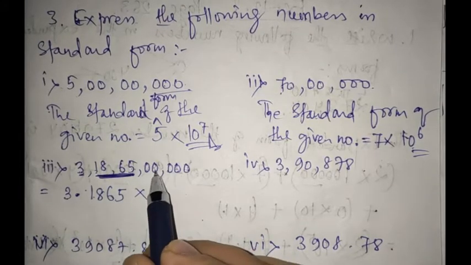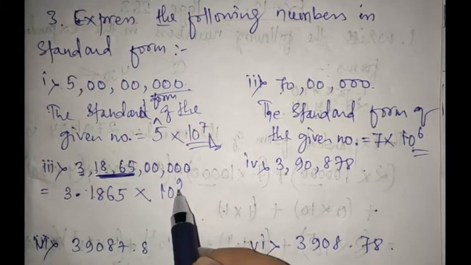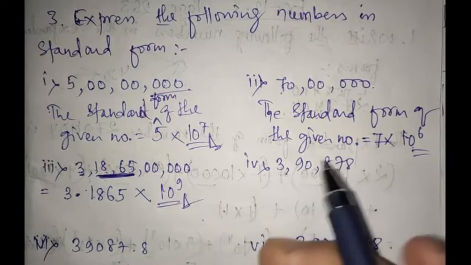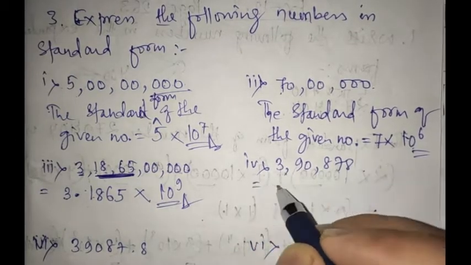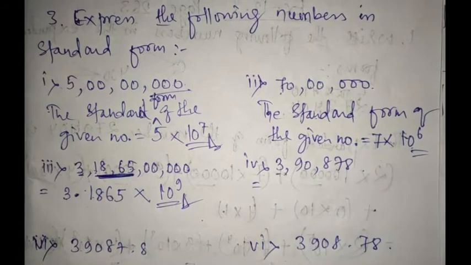1, 2, 3, 4, 5, 6, 7, 8, 9, right? So you will write 10 to the power 9. Okay, so just see the way how I have done, and again you try to do number 4 also. Just see, I'm doing number 4.